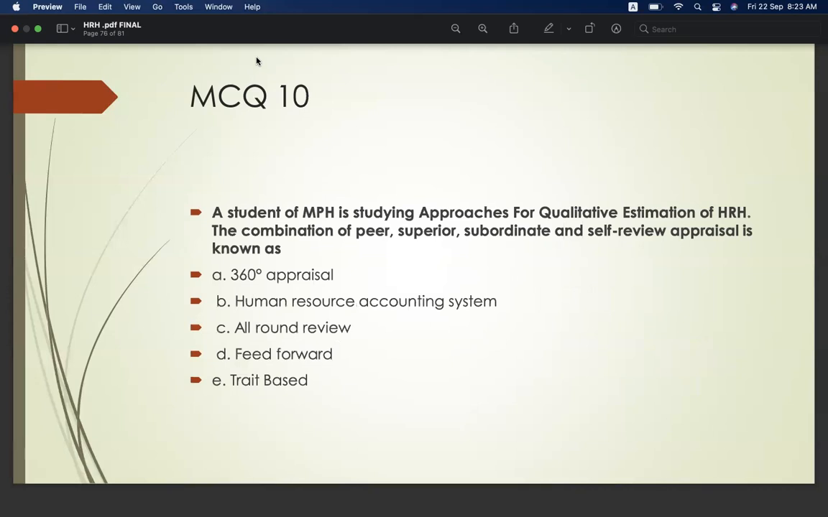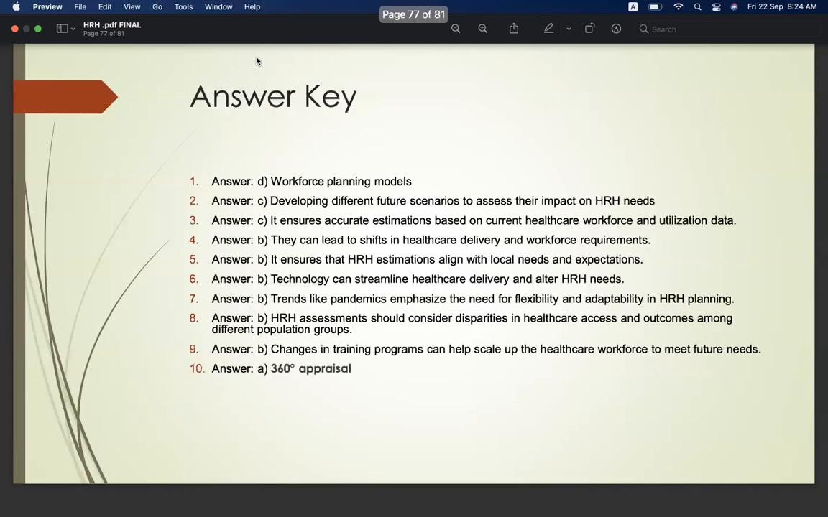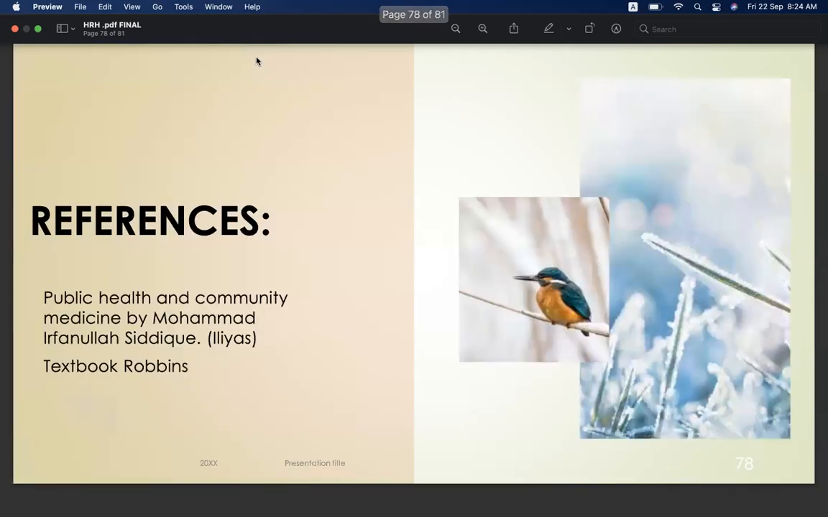Number 10th: a student of MPH is studying approaches for qualitative estimation of HRH. The combination of peer, superior, subordinate, and self-review appraisal is known as a 360-degree appraisal, human resource accounting system, all-round review, feed-forward, or trade-based. Anyone? The answer is A. Here is the key and the references.